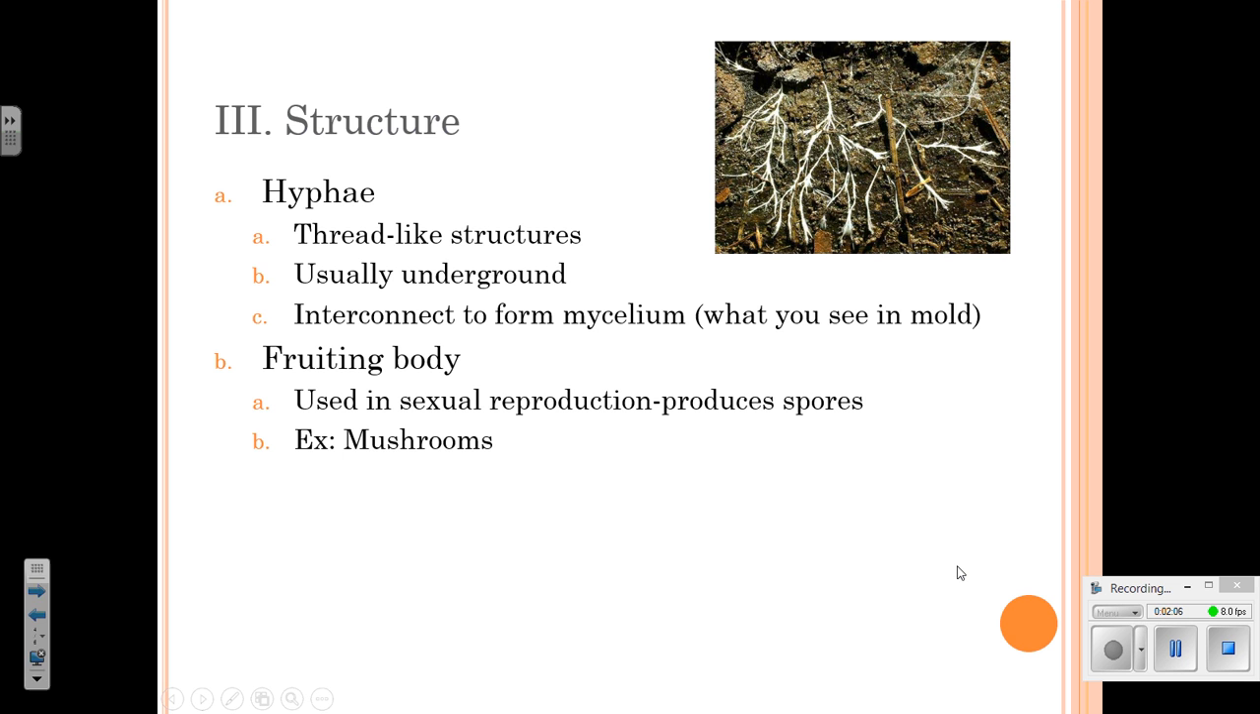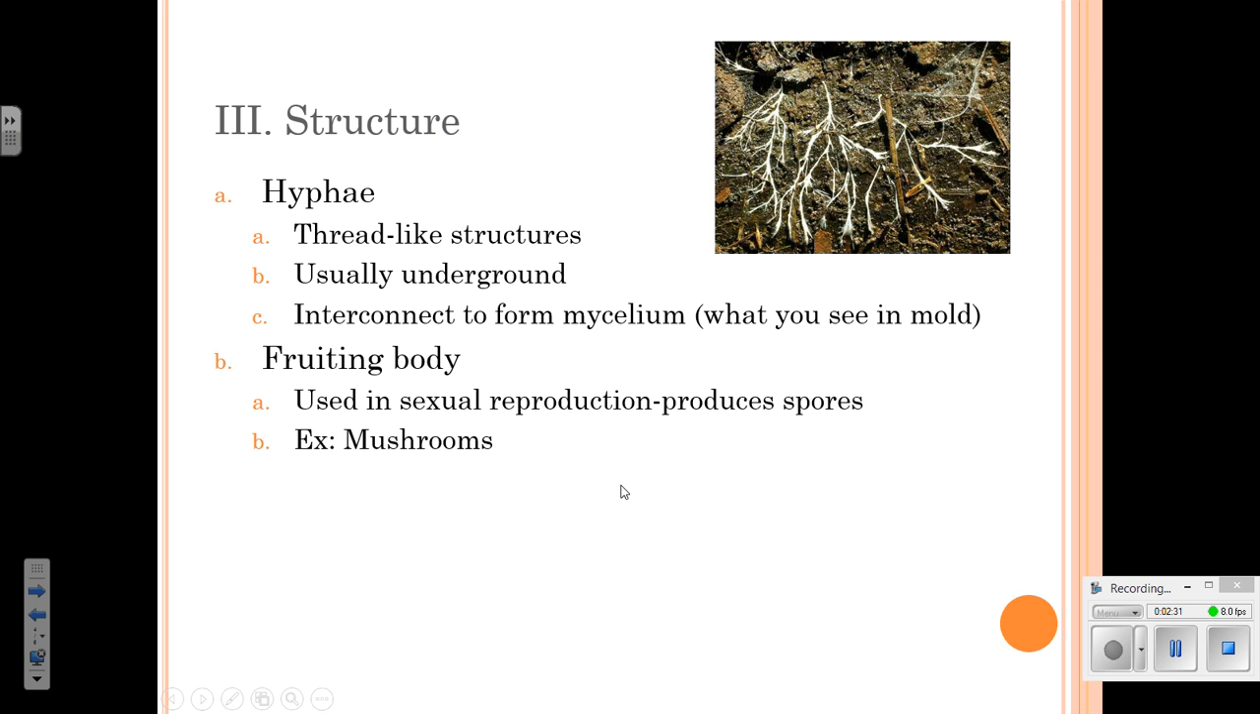So here's what they look like. They use kind of an underground thread-like structure called hyphae. And the hyphae can actually interconnect to form another structure called mycelium. And mycelium is usually what you see when you look at mold growing on a piece of bread, kind of above ground. It's almost like an interwoven network of threads. It kind of keeps it all connected.